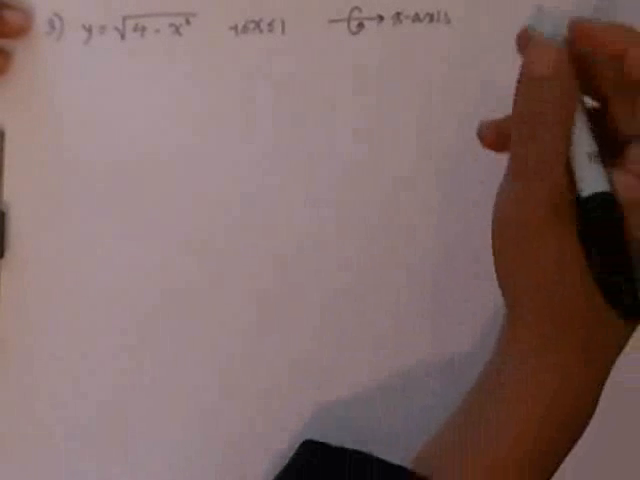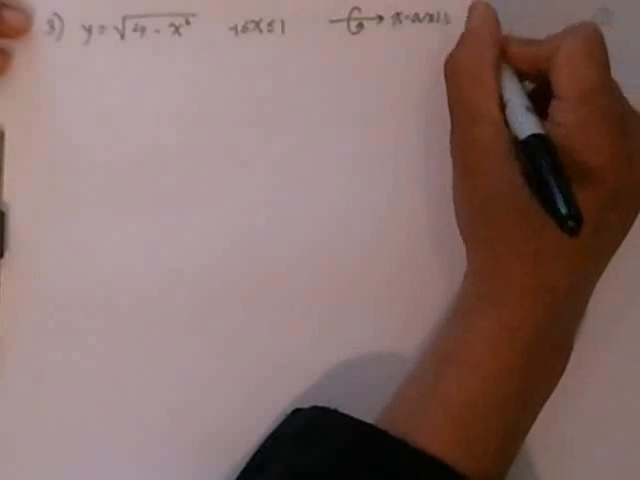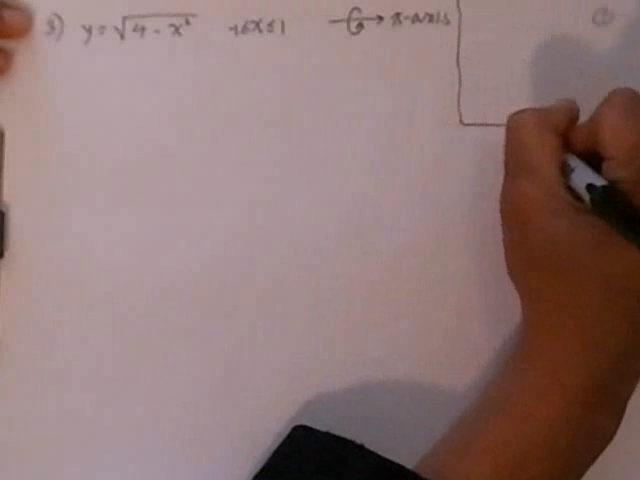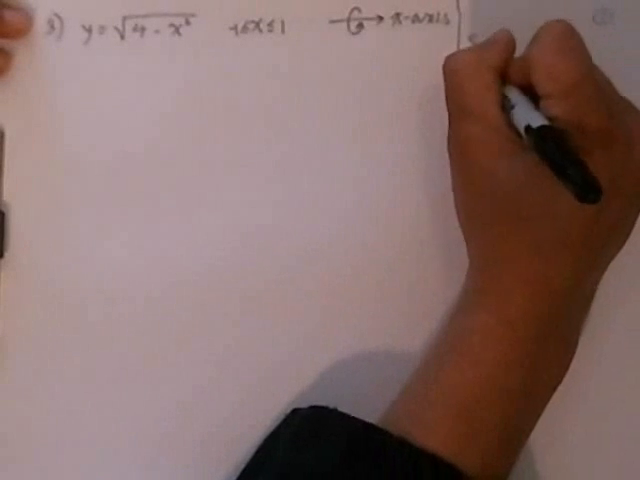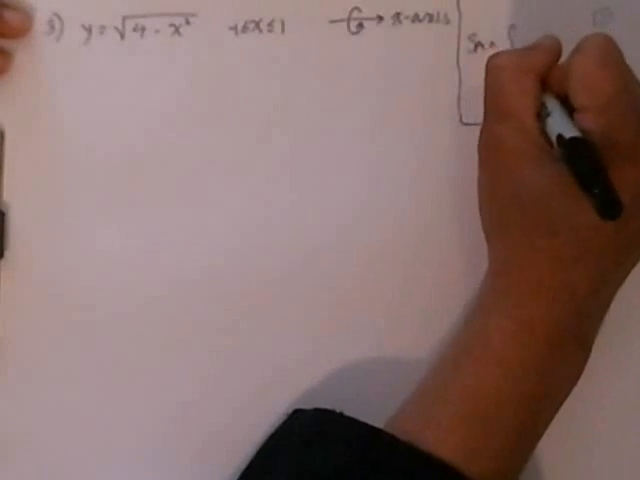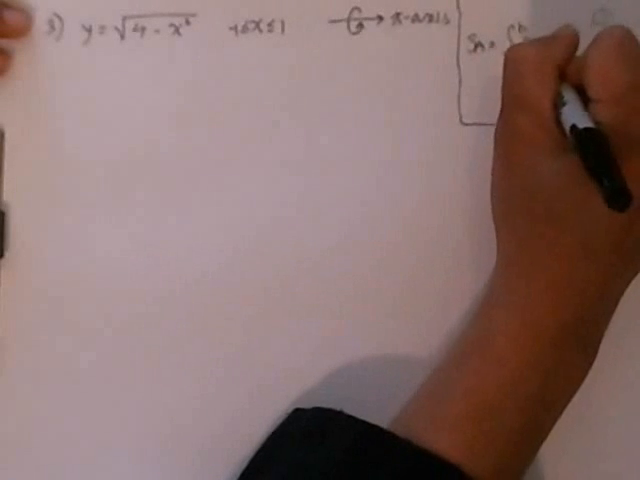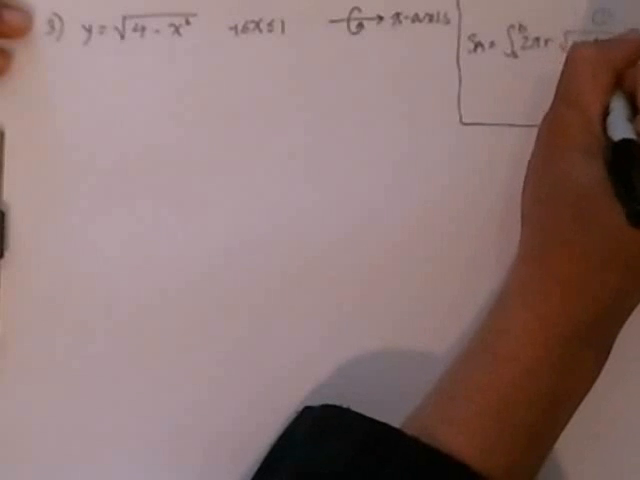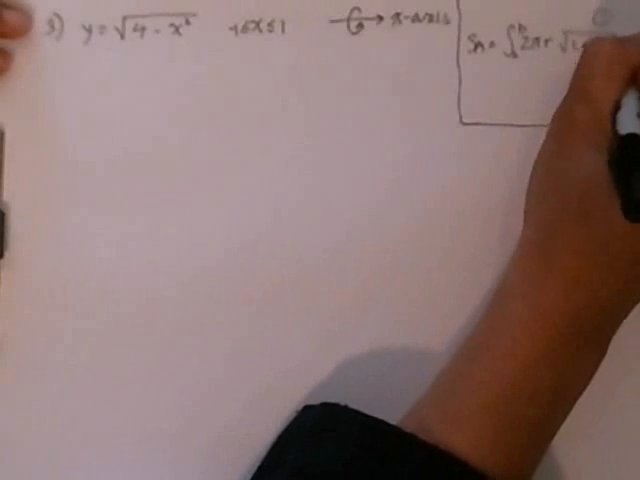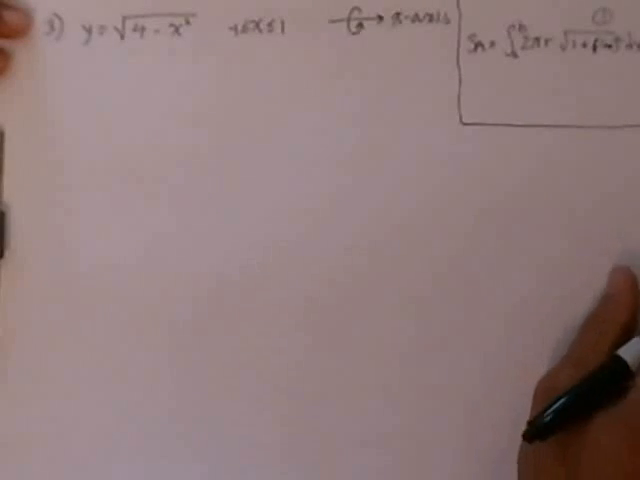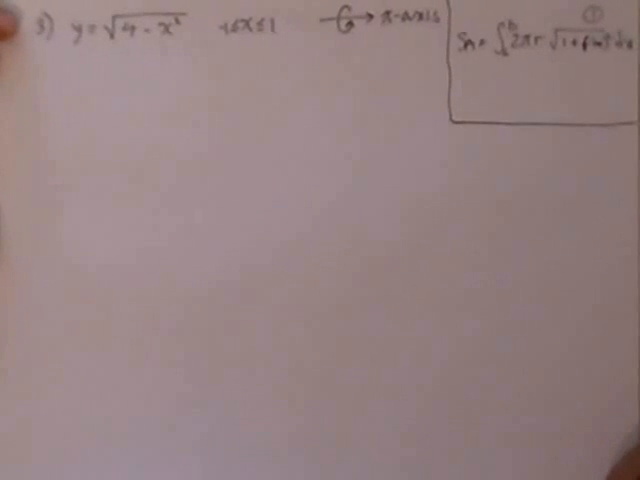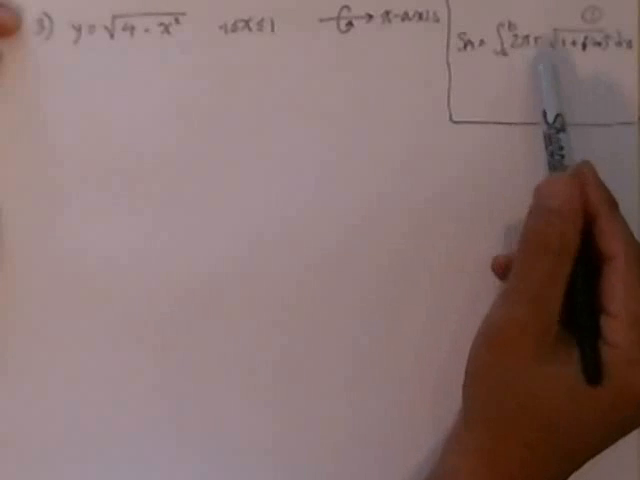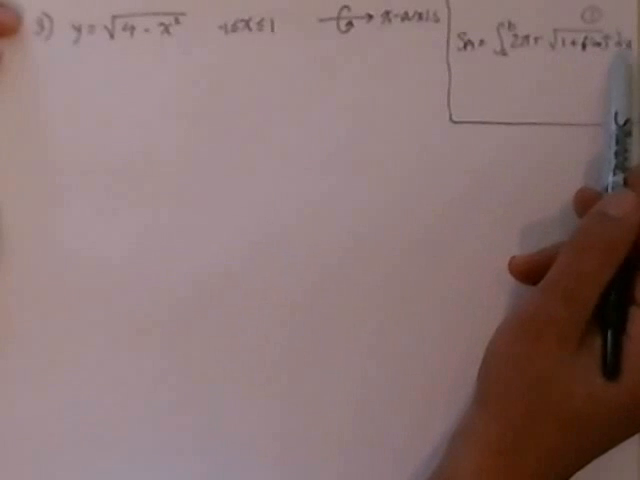We're going to go over the formulas first and look at the intuition of these formulas a little bit. Okay. The surface area is equal to the integral from a to b of 2 pi r times the square root of 1 plus f prime of x squared dx. I'm going to move it over just a little bit for you guys. It's 2 pi r times the square root of 1 plus f prime of x squared dx or dy.